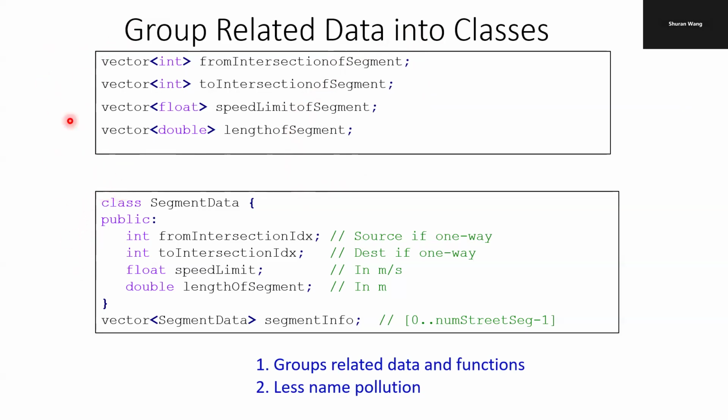But if we put them into a class of segment data, or you can use a struct in this case, that contains the first integer, float, double, integer, float, double. In this case, we can do the commenting inside here, and we only have one global vector of segment info.